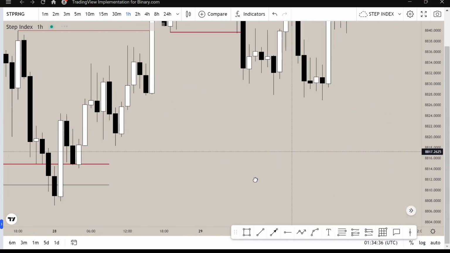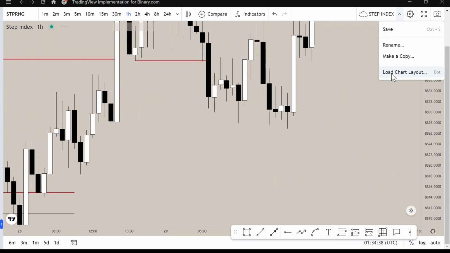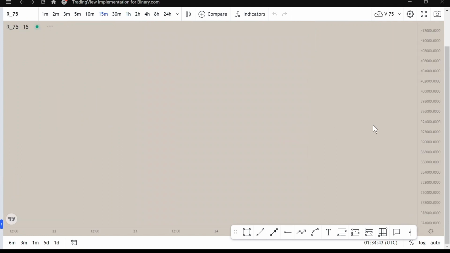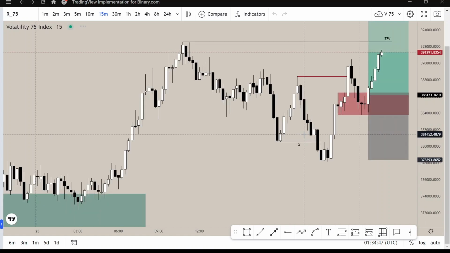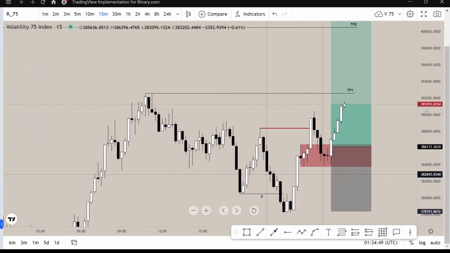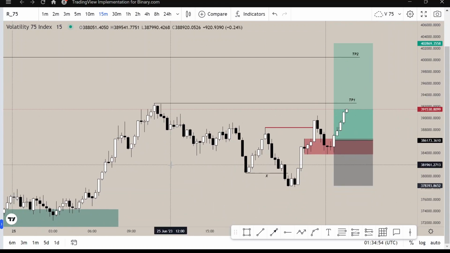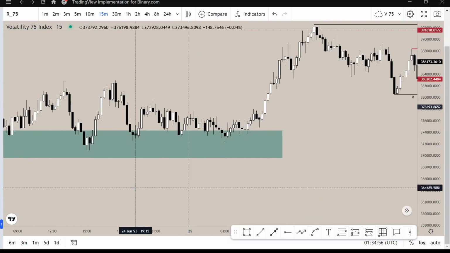Okay, and let me use a different chart. So I just shared this trade setup to the Signal group. We are very deep in profit. Yeah, congrats if you are in.